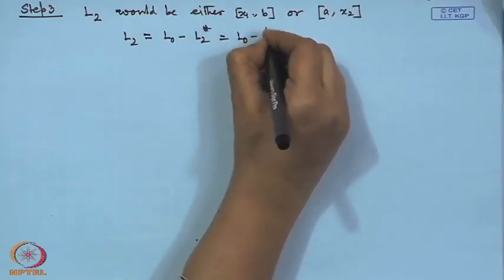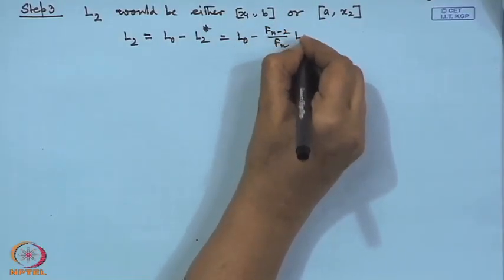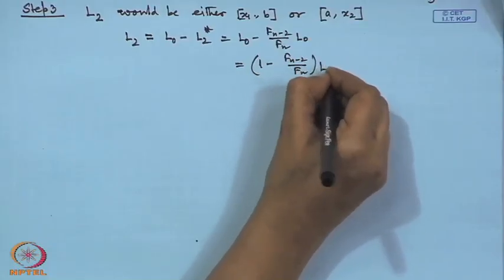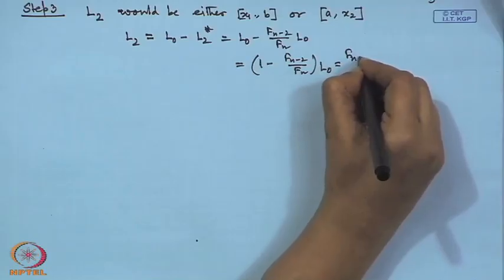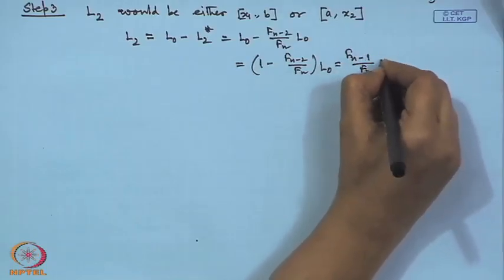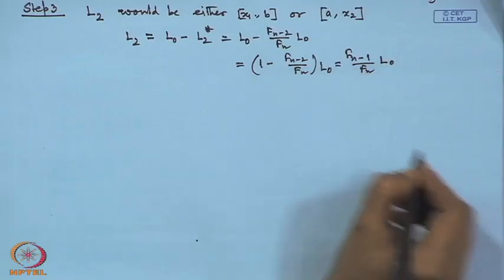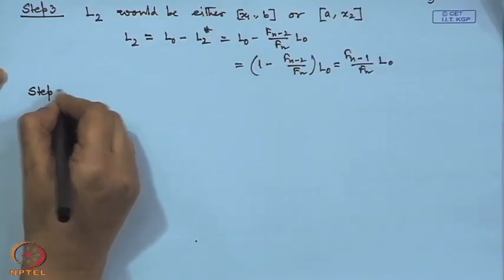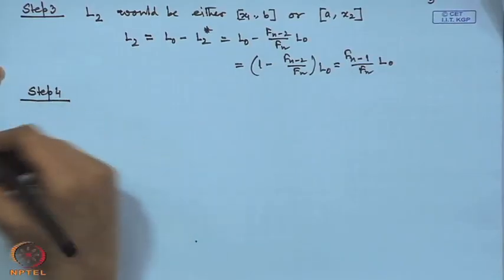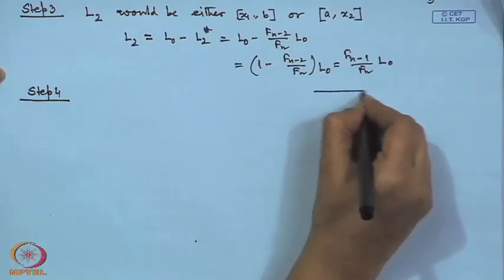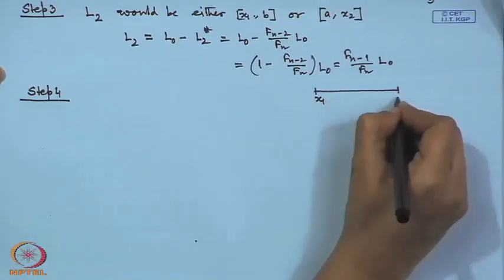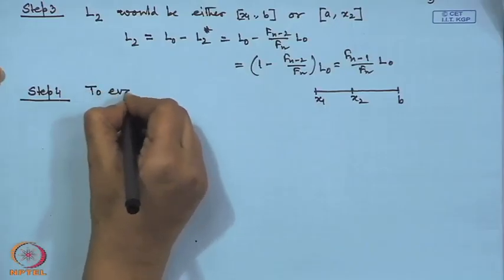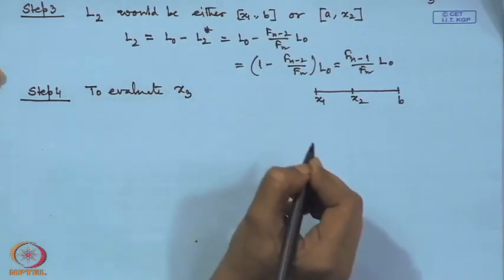What is L2 star again? Let me write it down. L2 star would be (Fn minus 2) by Fn L0, and the nice fact is that L2 would be equal to (Fn minus 1) by Fn L0. That is my next interval of uncertainty. Now, once it is fixed, we will find the next approximation in the next step, step 4. If it is from x1 to b, we are having x2 here, then we will go to evaluate the next approximation x3.